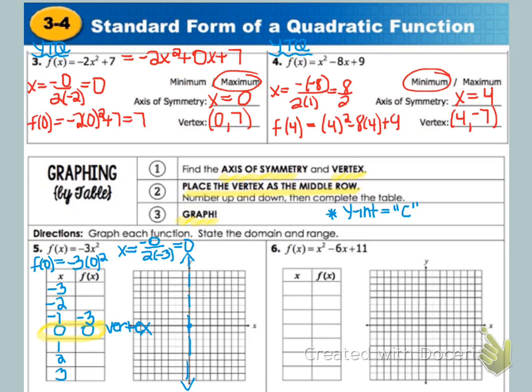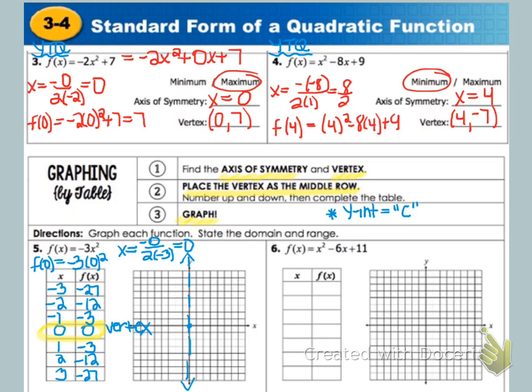With the negative 2, when I square it, I get positive 4 times negative 3, which is negative 12. Take the negative 3 and square it, which makes positive 9 times negative 3, which is negative 27. And then going into the positive values, I plug in positive 1. Squared is 1 times negative 3, which is negative 3. Plug the 2 in, I get negative 12. And plug the positive 3 in, I get negative 27.